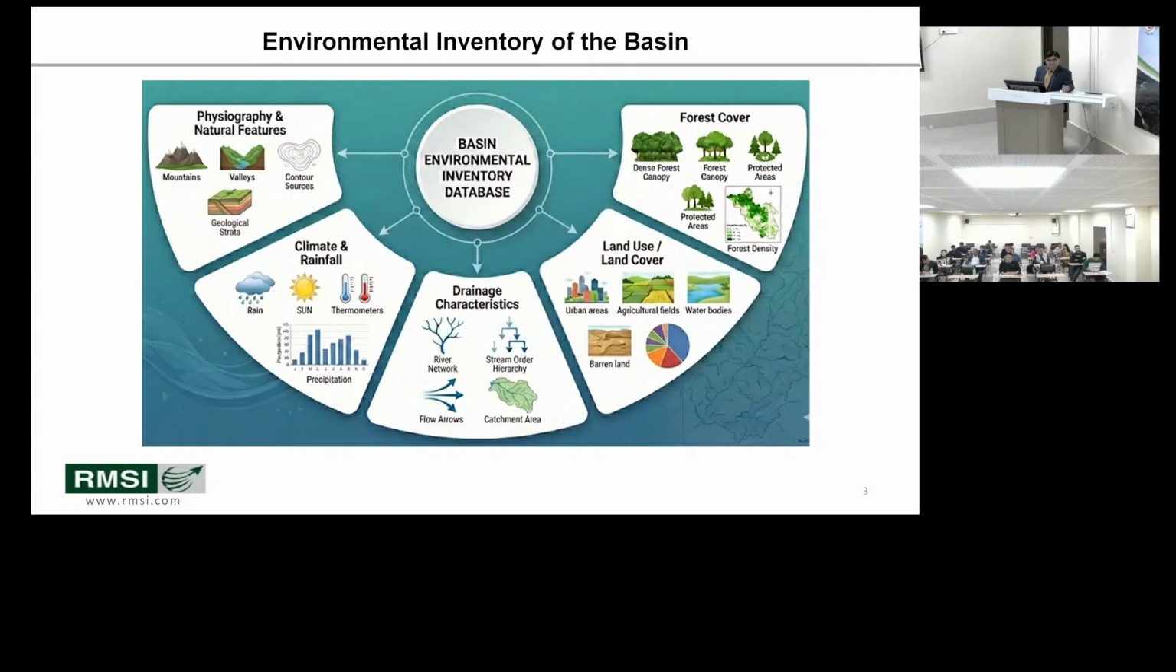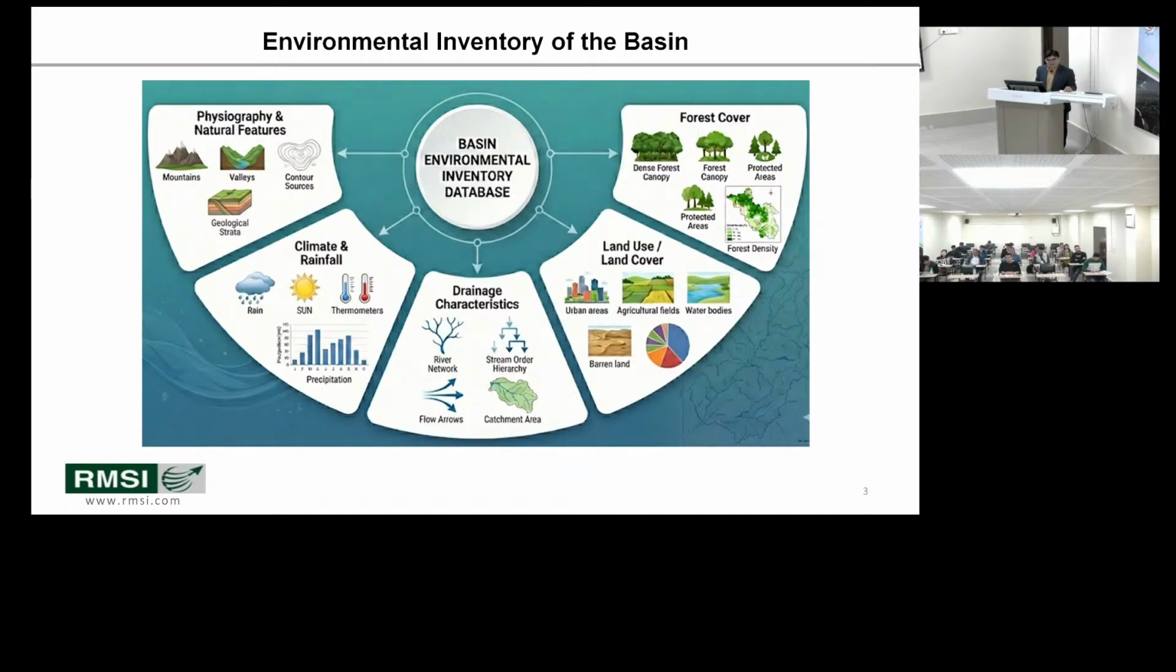Then the important part is obvious, this is the main component of the master plan, the river system, which is climate and rainfall. The rainfall, temperature, surface water flow, groundwater flow, sediment, erosion, all those things should also come into the picture while preparing the database for the basin. Then drainage system, what kind of drainage network, the first order stream, second order stream, third order stream, and shape of the catchment.